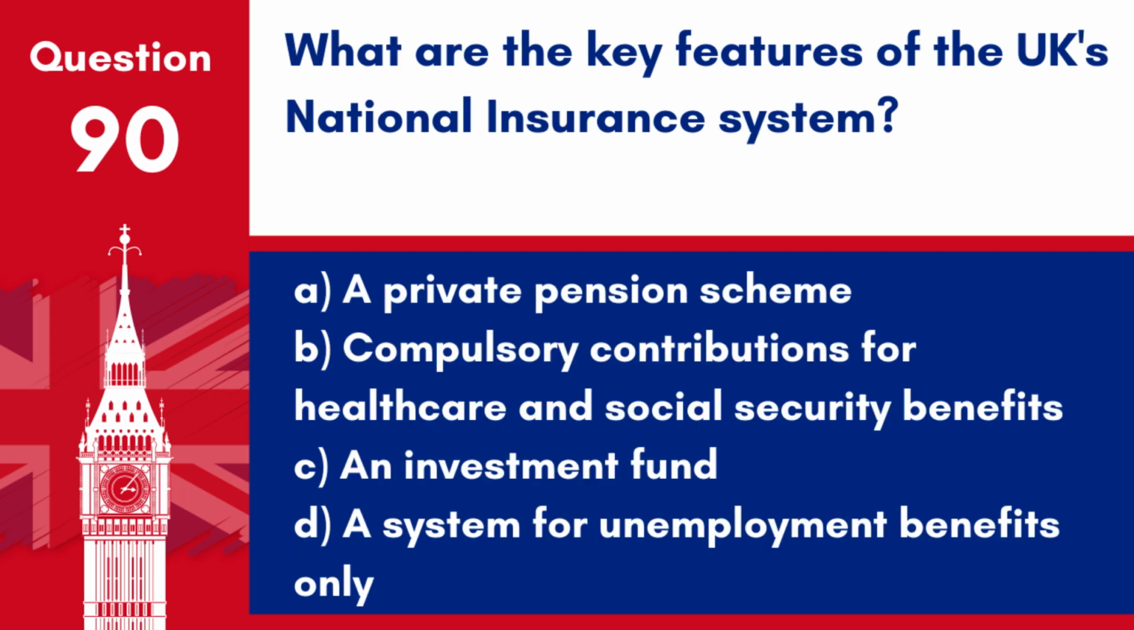Question 90. What are the key features of the UK's national insurance system? A. A private pension scheme. B. Compulsory contributions for healthcare and social security benefits. C. An investment fund. D. A system for unemployment benefits only. Answer: B. Compulsory contributions for healthcare and social security benefits. The national insurance system in the UK features compulsory contributions from workers and employers to fund healthcare, unemployment benefits, and the state pension.